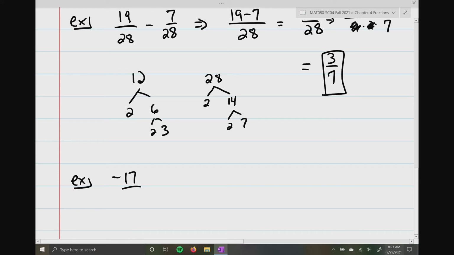All right, let's do one more, and then we're going to move on. How about negative 17 over a minus 5 over a? So go ahead, you do that one for me.